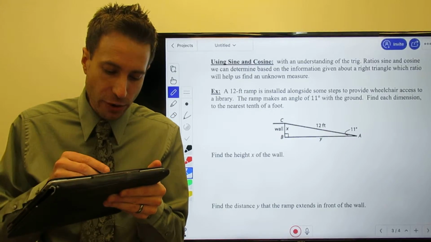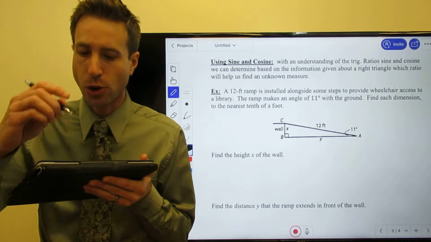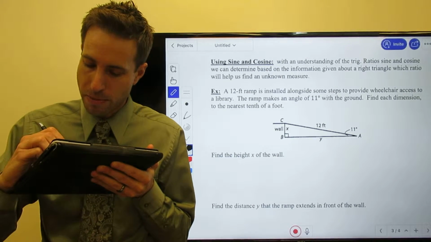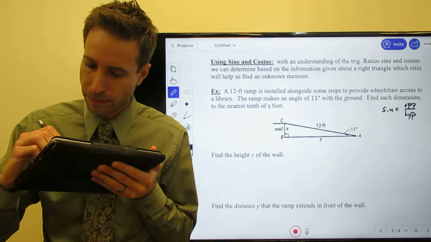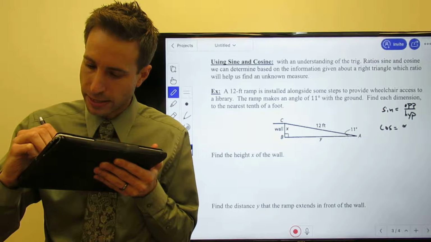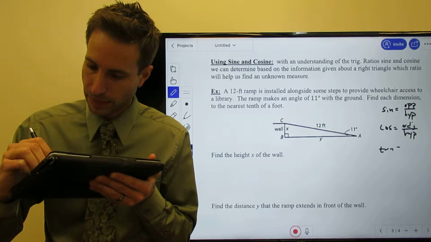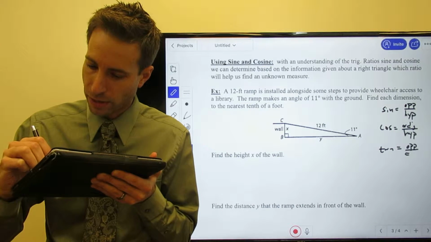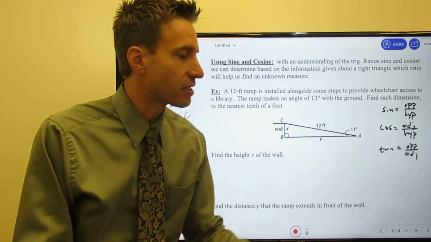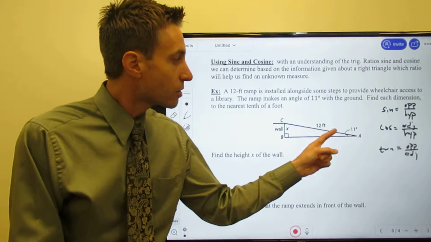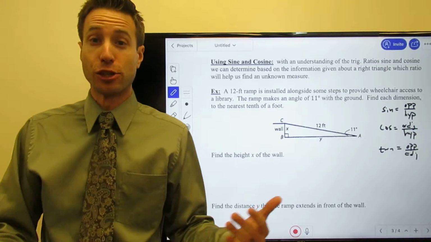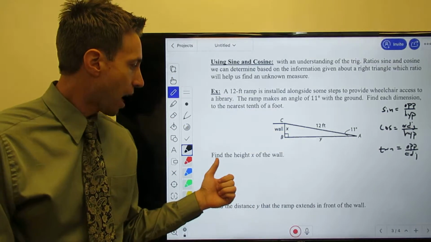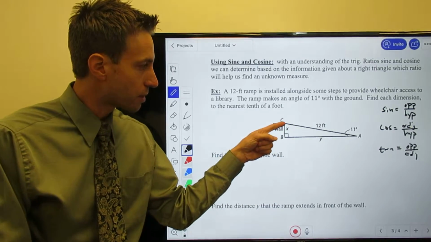First, we need to figure out which trig function is going to help me. So I will real quick write ourselves a little note. Remember that sine is opposite over hypotenuse. Cosine is adjacent over hypotenuse. And tangent is opposite over adjacent. Now, why do I make myself these little notes? Well, based on the information I'm given, I need to figure out which one of these is going to help me solve for what I want to find. I want you to find the height x of the wall. We want to find x.